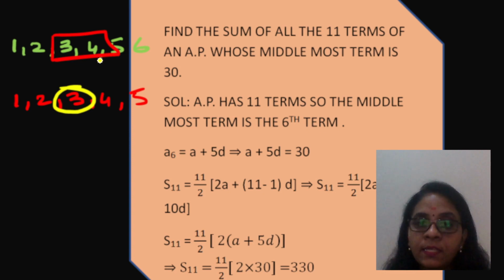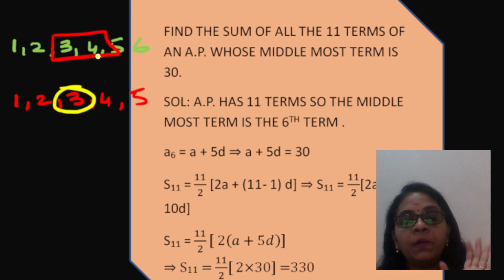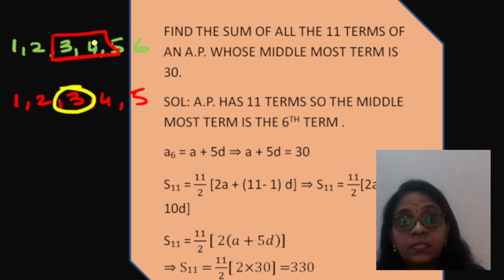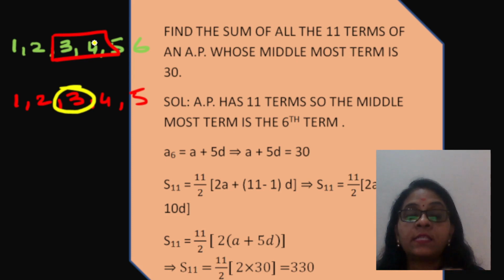Now, these are small numbers, so we are locating the middle terms looking visually. But if you have, say, 100 terms, 105 terms or 230 terms, how do you locate whether it is having one middle term or whether it is having two middle terms? It all depends on the number of terms.